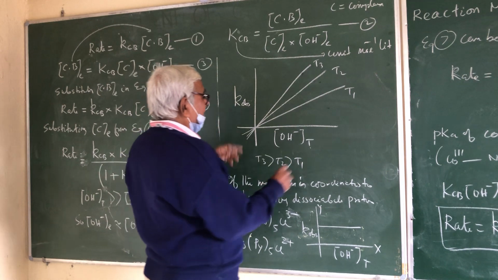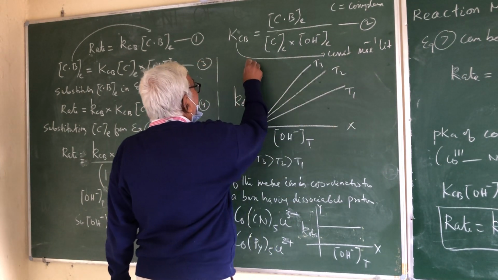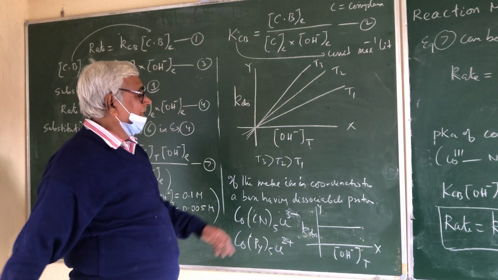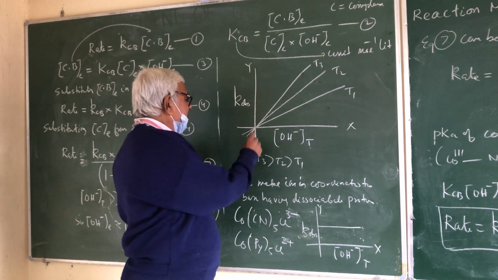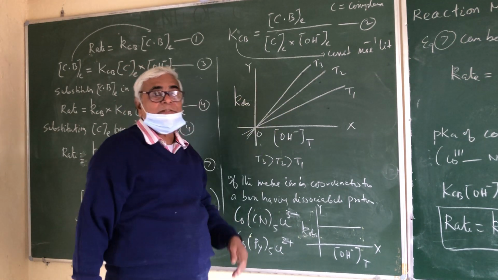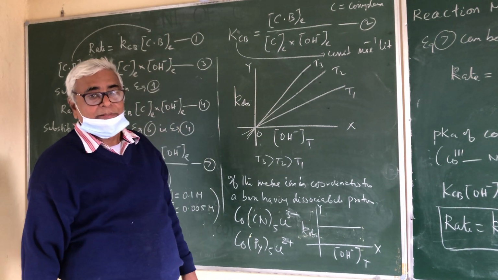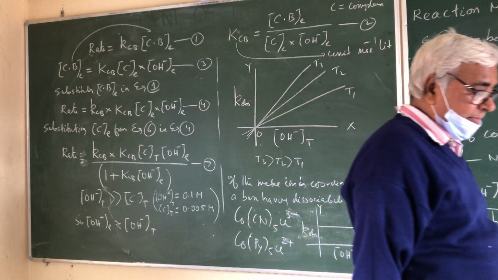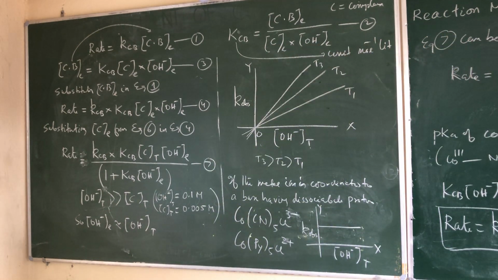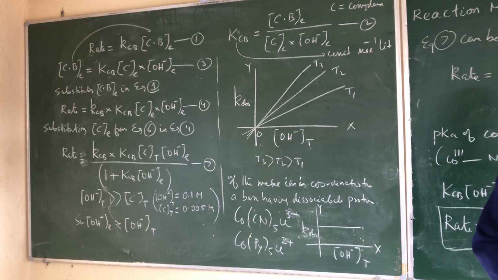If the K observed versus hydroxide ion total plot is linear at different temperatures, passing through the origin, then the SN1CB mechanism may be operating. So this is the difference: in which situation the SN1CB mechanism is operating, and in which situation the SN1CB mechanism is not operating.